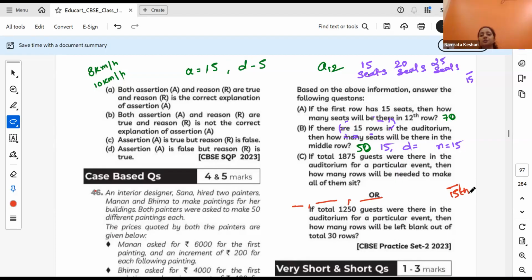The 15th term is the last term. Then how many seats will be there in the middle row? Now think once: if you are having three people and who is sitting in the middle, of course this one, the second one. Yes ma'am. If you have a total of 15 people, who is sitting in the middle? Ma'am, 8. Seven from here, seven from here, eighth, right? Okay, the eighth one is the middle one. How many seats are there in the middle row?